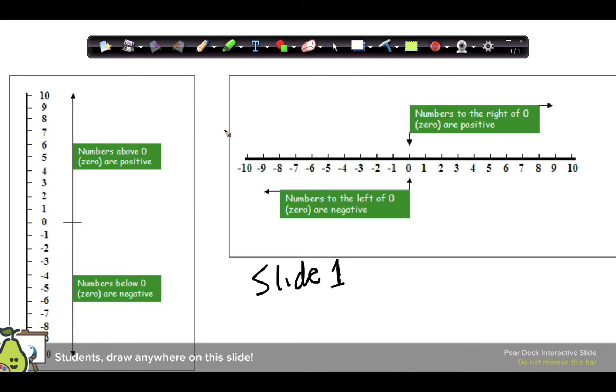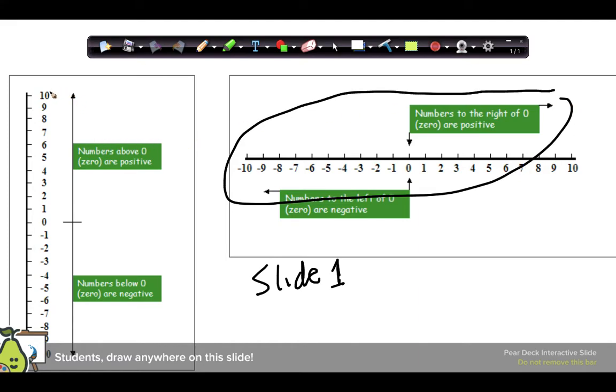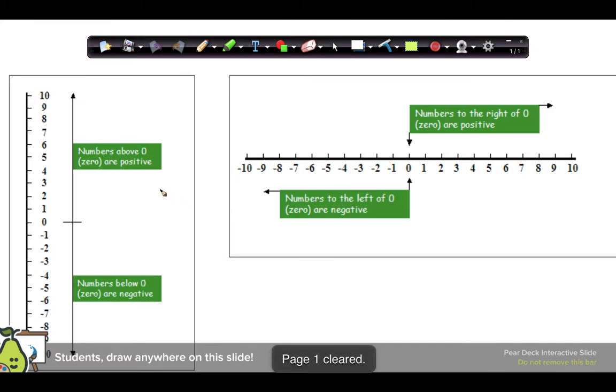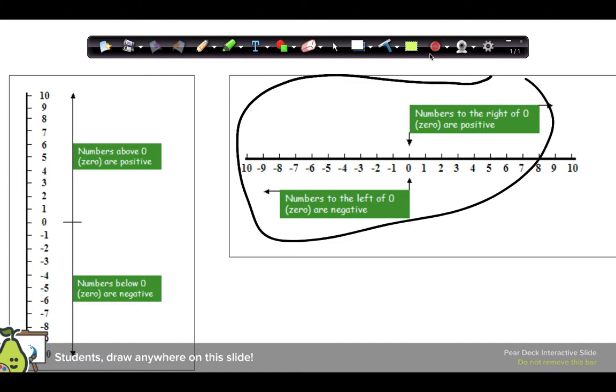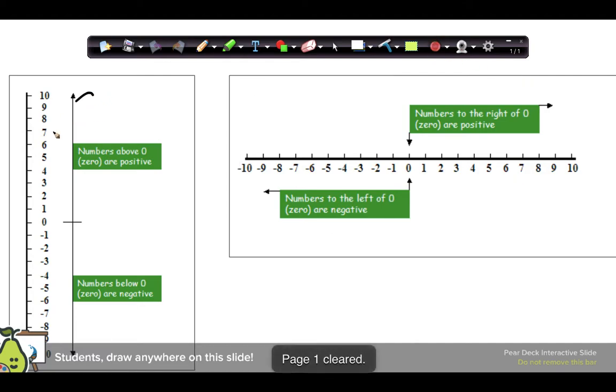And we can think of the number line horizontally like this, or vertically like this. And all I asked students to do is to choose one that they thought helped them understand better. So you can just circle it. If this is the one that you kind of like better, then circle that. If this is the one that you like better, circle that. We're going to use them both, but I just want to know which one is most useful to you.